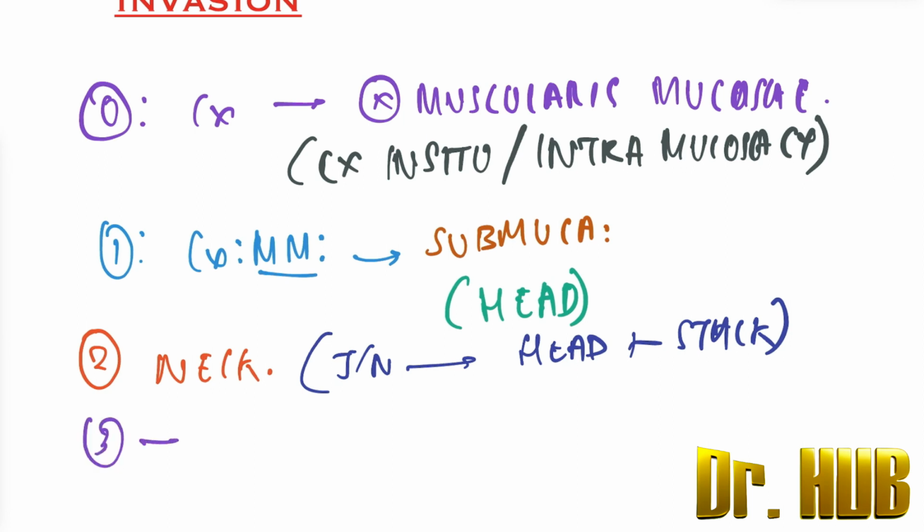Now moving on to the level 3. Level 3 is the carcinoma that invades any part of the stalk. So it invades the stalk and it is any part.